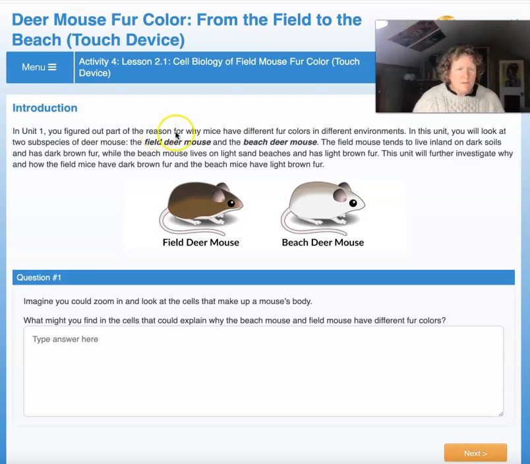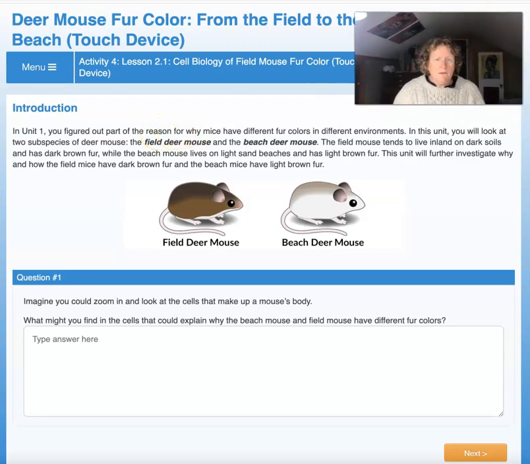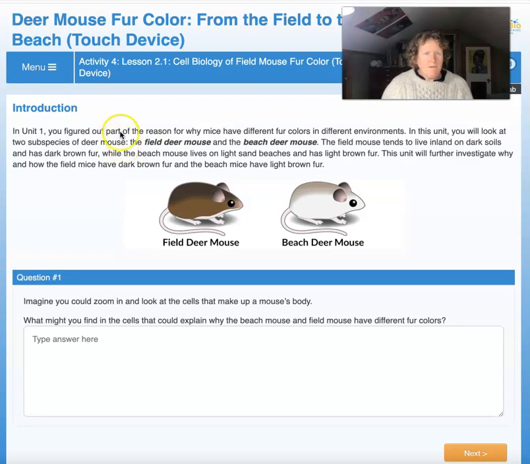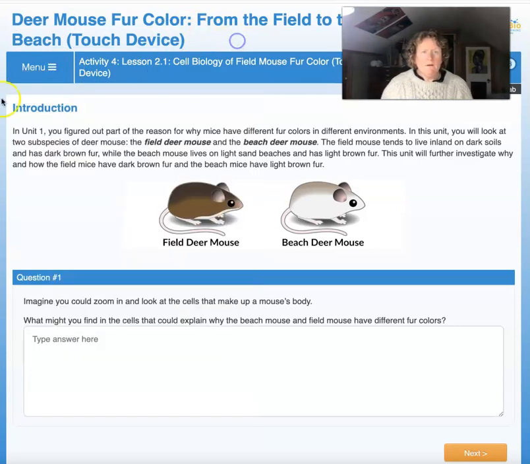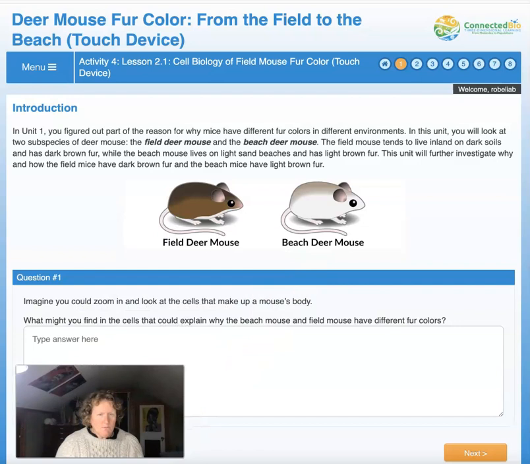Hello, this is Dr. B, and we are looking at Activity 4, Lesson 2.1. You can find it on the menu here: Deer Mouse Fur Color, From the Field to the Beach. And of course, we're working on iPads, so we're working on the touch device version.